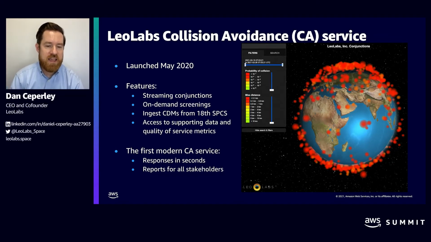Well, if you look at the right side of this screen, you see a display that we launched in May 2020 when we launched our collision avoidance service. This particular display shows all of the conjunctions that we're tracking over a 7-day period. So these are all the near misses occurring in low Earth orbit. Each red dot represents two objects flying close to one another. I'm going to play a movie here briefly. You can take a look at all of the different conjunctions that we're tracking around the world. So you can see they're kind of spread all over the place here.